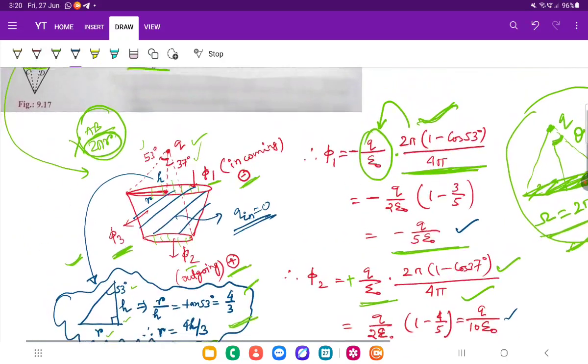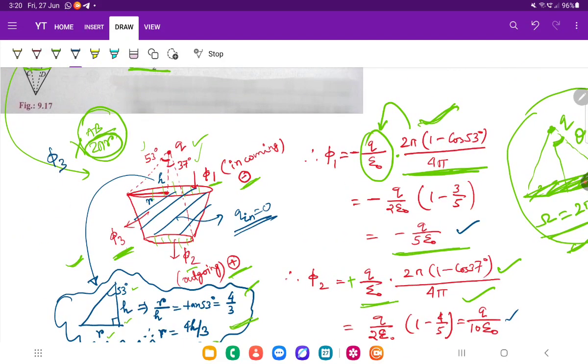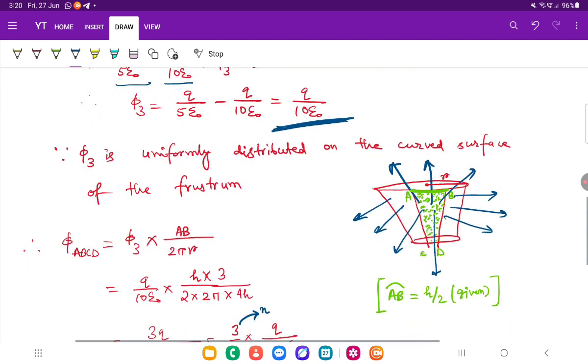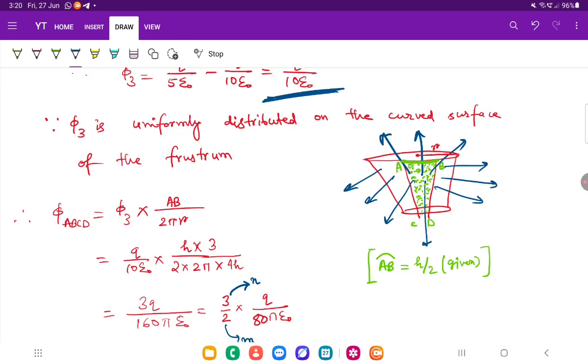I think I have already told you that phi 3 is the flux through the curved surface of the frustum, and we will multiply it with AB upon 2 pi r. I'll also explain the logic again. I have shown a rough diagram here just to give you a preliminary idea that all the electric field lines will symmetrically go outside through this curved surface. So the flux distribution will also be uniform on the curved surface. So phi ABCD, this green marked portion out of the total frustum, is our required answer. We are supposed to find that only.